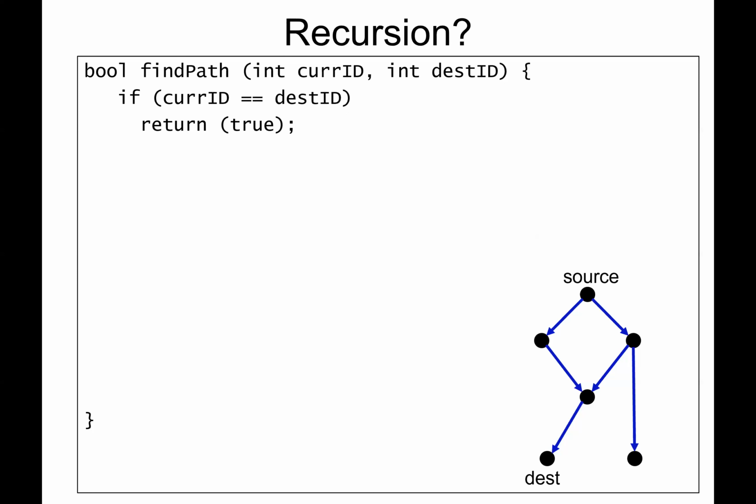So that's right. Okay, now you've got to go through the other case. What if the current ID was not the destination ID? What do you do next? Right. So we loop over all of the adjacent intersections. Yeah, and so that's exactly right.